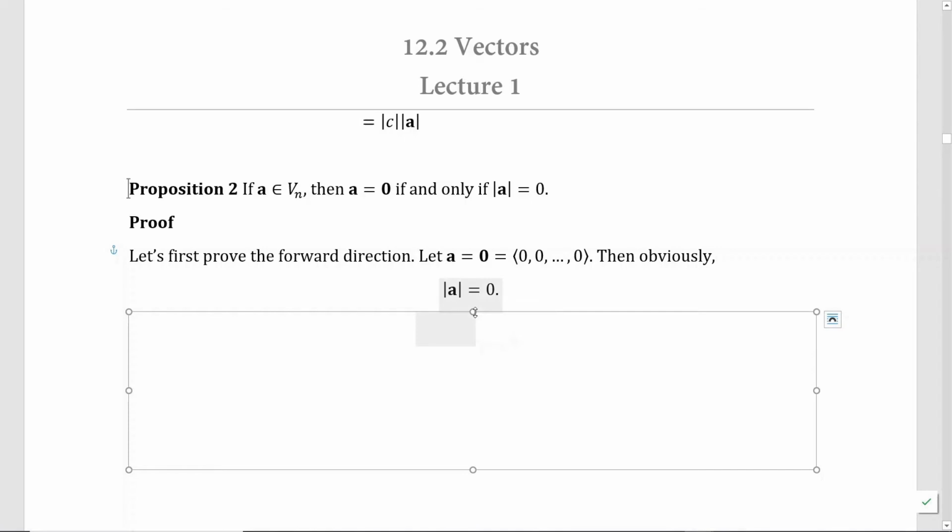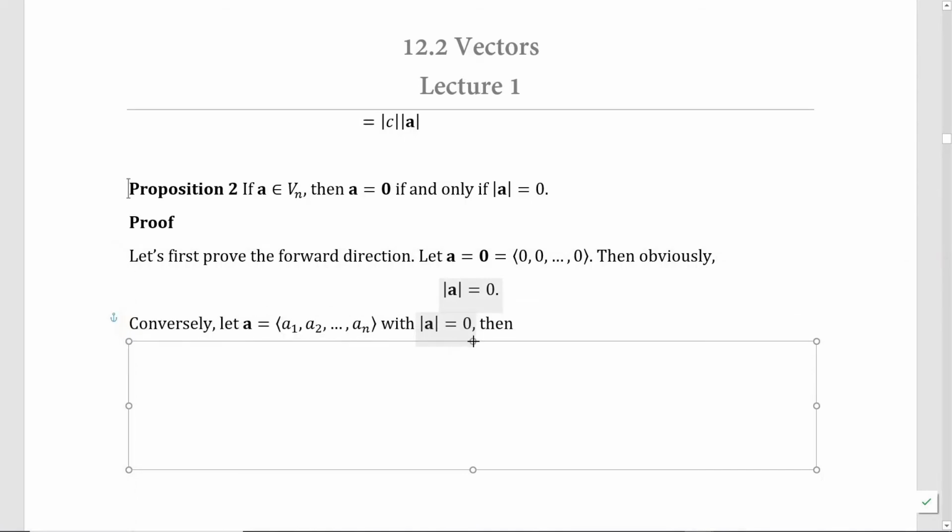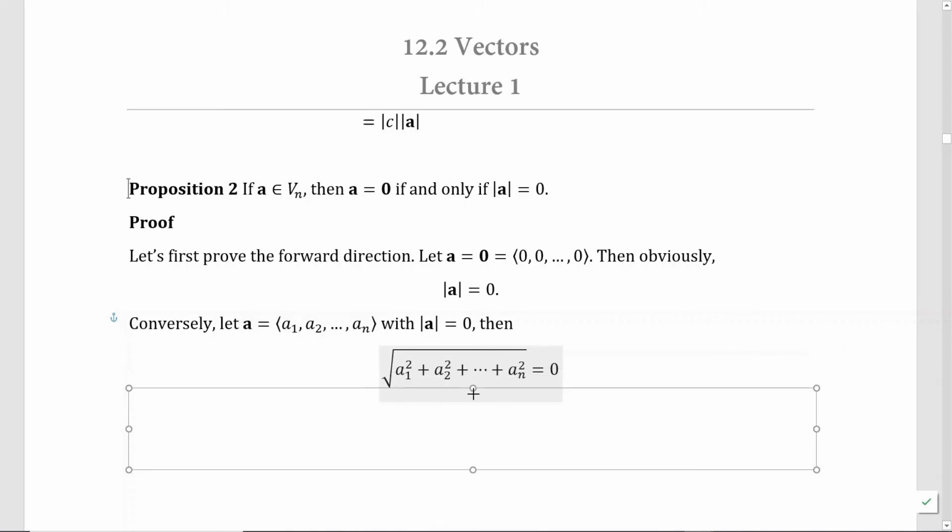Conversely, suppose we have a vector A, whose components are a sub 1, a sub 2, and all the way up to a sub n, with the property that its magnitude is 0. We want to show that the vector A must be a zero vector, meaning all the components are 0. Since the magnitude of A is 0, the positive square root of the sum of the squares of the components must be equal to 0.